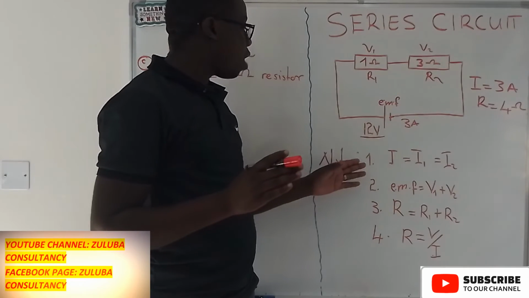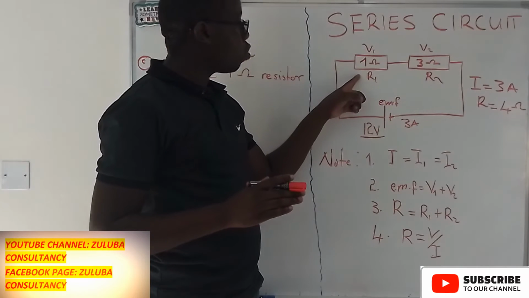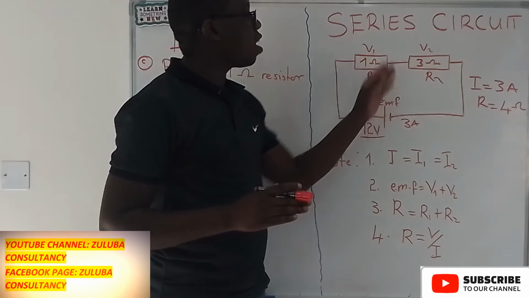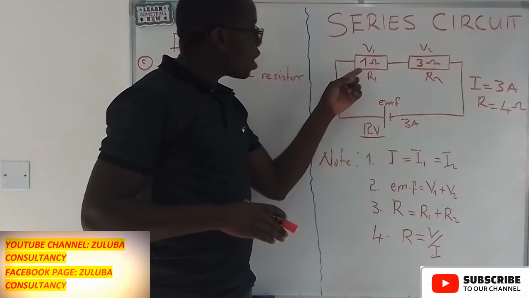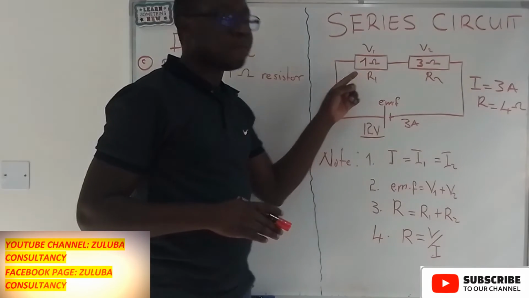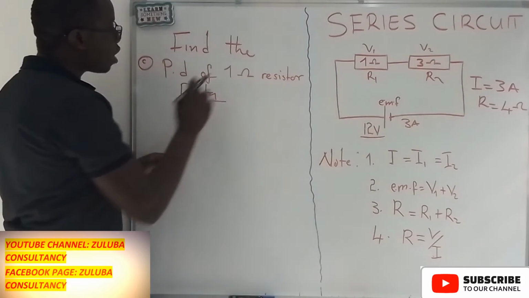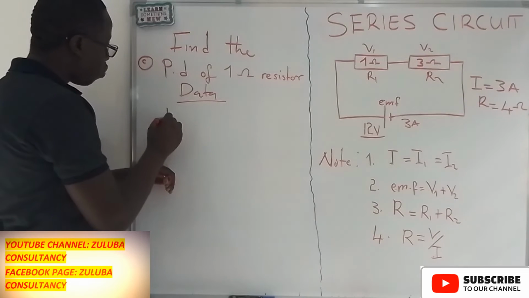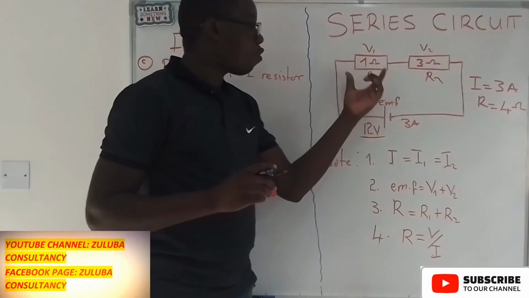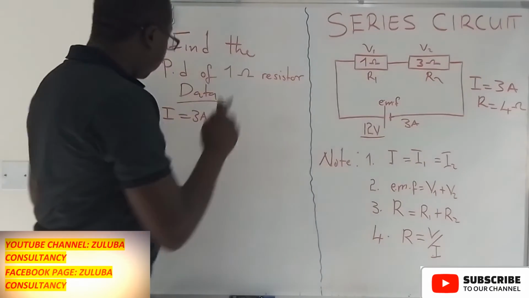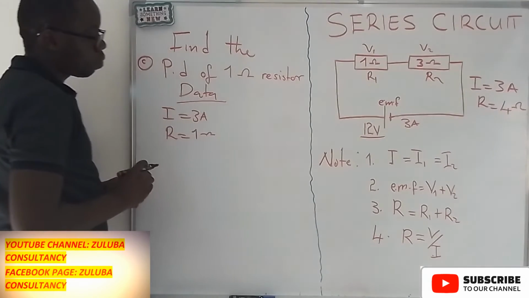The first equation that will help us is equation 1. How? Equation 1 is helping us to know the fact that the current that is passing through this point is the same as the current passing through the whole circuit. So even at this point, the current is 3 amps. So that is the first information that we can get. The current at resistor 1, we are saying it is also 3 amps. What else do we get from this information? The resistance at that point is 1 ohm.